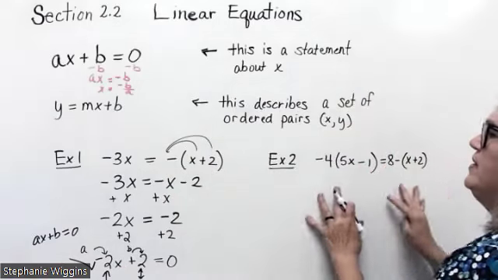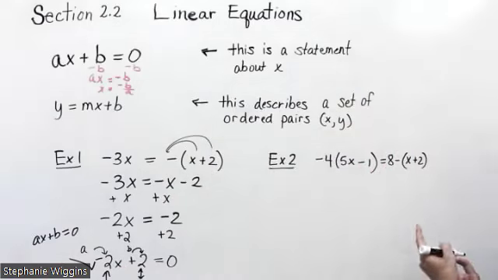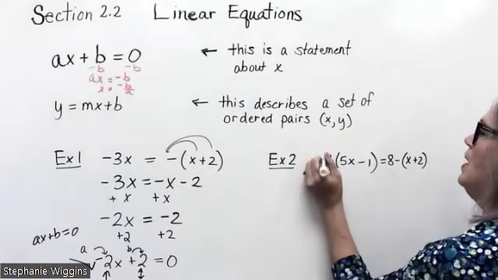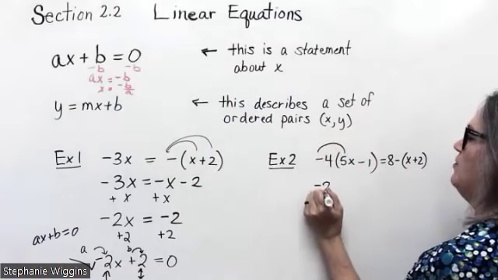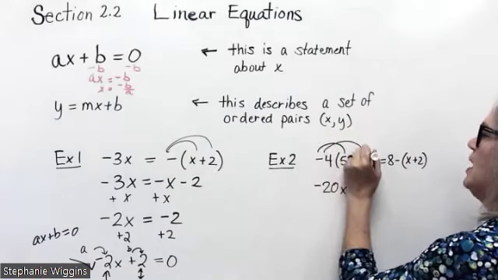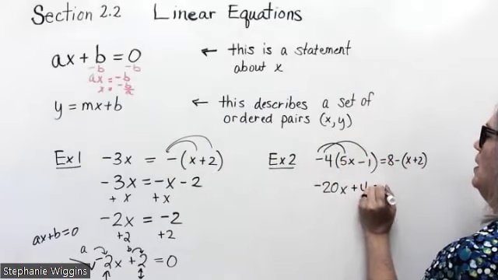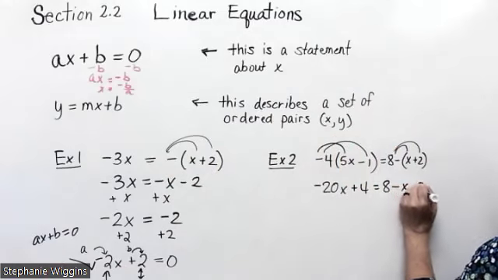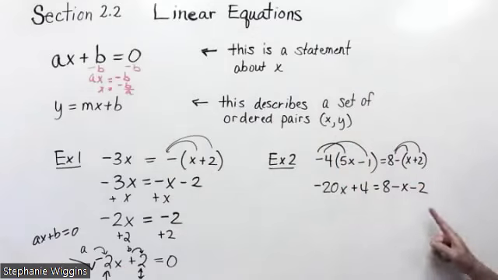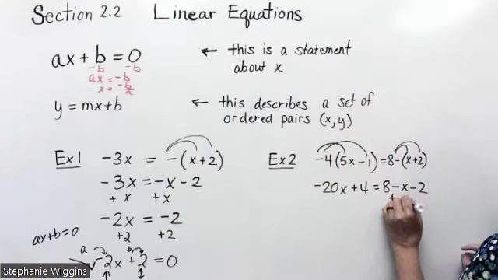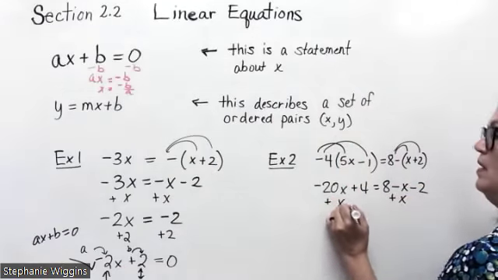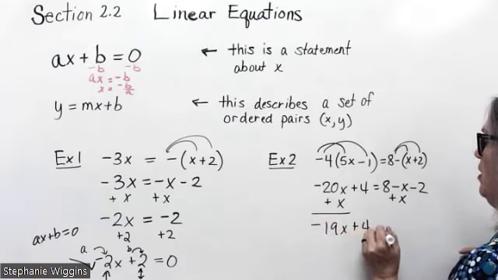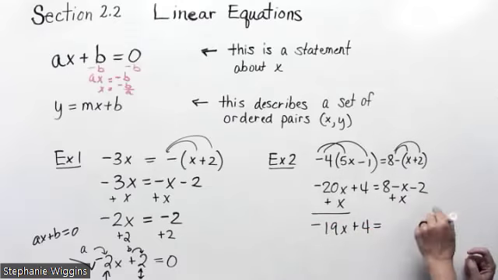Now, let's look here at this one. Same thing. We want to go ahead and distribute these constants. So negative 4 times 5 gives me negative 20x, and negative 4 times negative 1 is plus 4. Then we have 8, and then we distribute the negative to the negative x and negative 2. Now we're going to add x to both sides, so I can get this over here. That's going to give me negative 19x plus 4 equals 8 minus 2, which is 6.